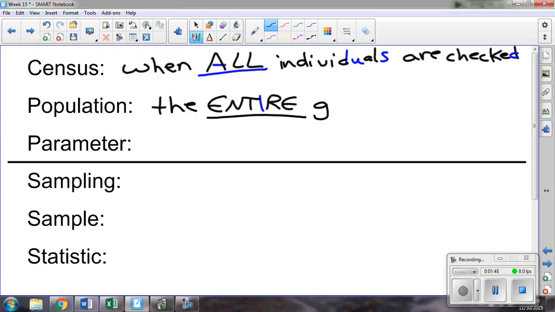Population is the entire group. In that example we just mentioned, if we were going to check the points against a person's driver's license, we would have to check every single driver in the entire state. Well, that group of all drivers, that's the population.